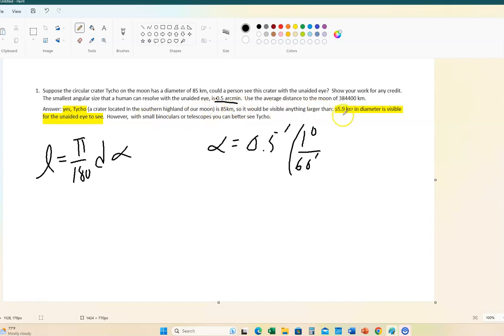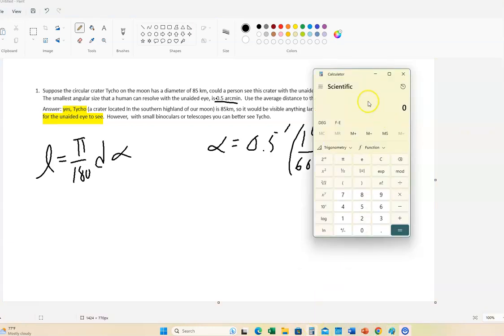Let's see, where do I have it? There it is. With the unaided human eye, you could see a feature on the moon if it was 55.9 kilometers.